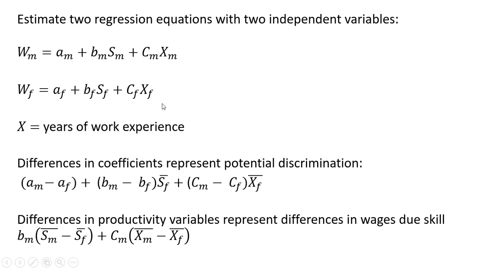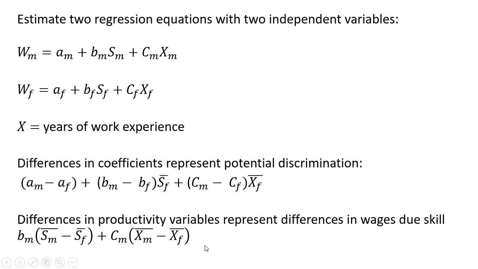We can extend this analysis to regression equations with more than one independent variable. I'll do it with two independent variables here. So our second independent variable is going to be X, which could be years of work experience. So in this framework, differences in coefficients represent potential discrimination. So we got three things here. The difference in intercept terms, part of that is maybe representative of discrimination. The fact that males may get paid more than females for each year of schooling, also part of the discrimination equation down here. And the other thing here is that males may get paid more for each additional year of work experience compared to females. In terms of differences in productivity variables, males could be simply being paid more because on average they have more years of schooling, and on average they have more years of work experience.